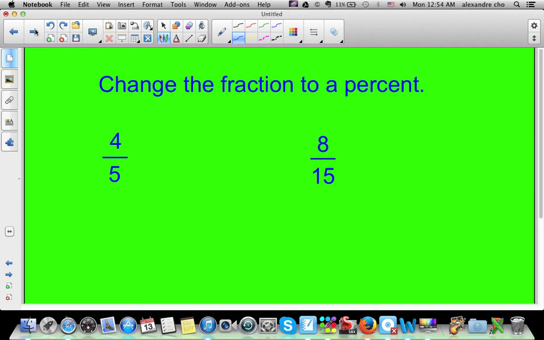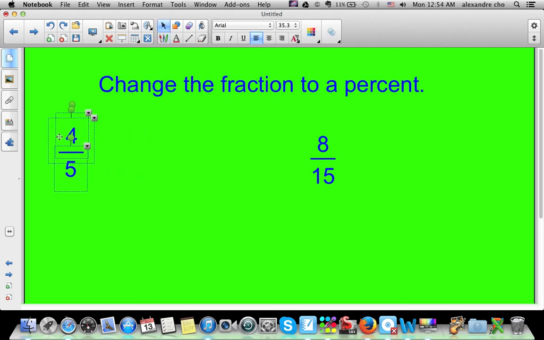Change the fraction to a percent. Ooh, how are we going to do this? Okay, press pause, look over your notes. So, change the fraction to a percent. Okay, I'm going to keep this consistent. So to change the fraction to a percent, I would change this fraction to a decimal first.